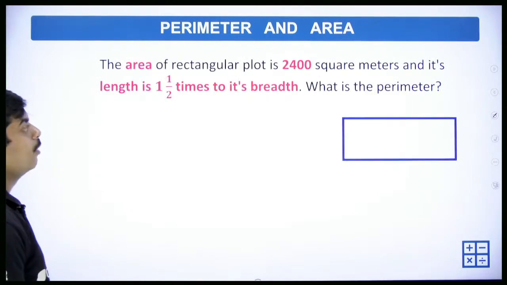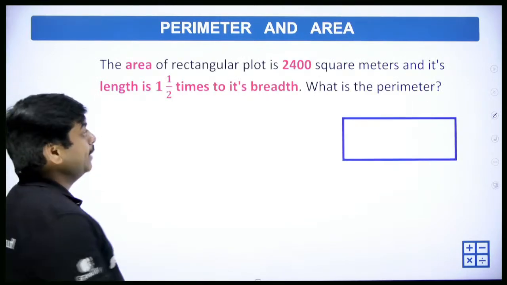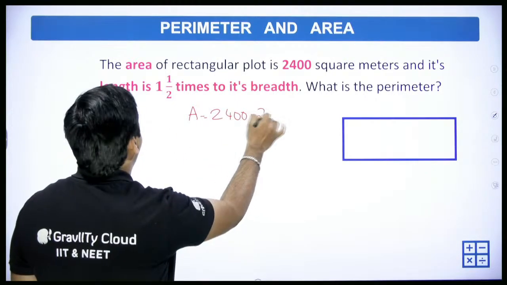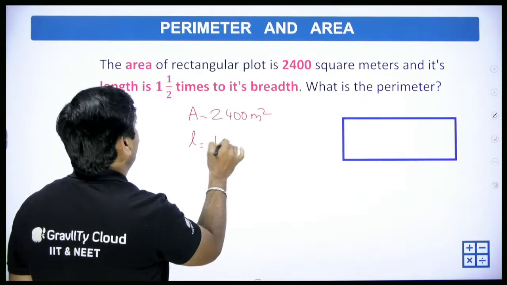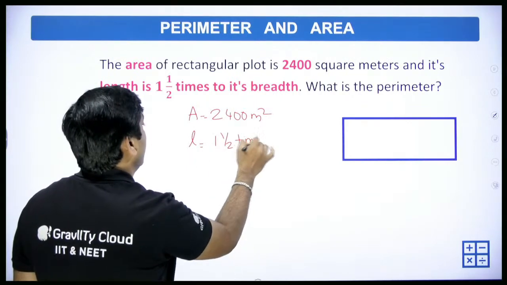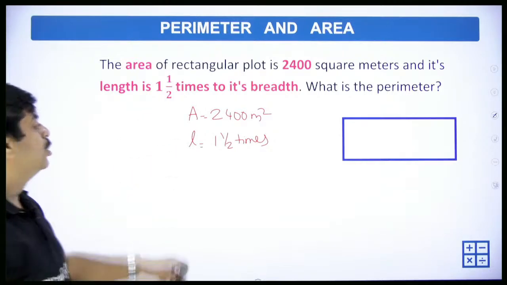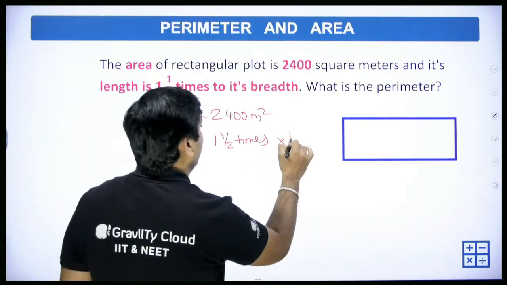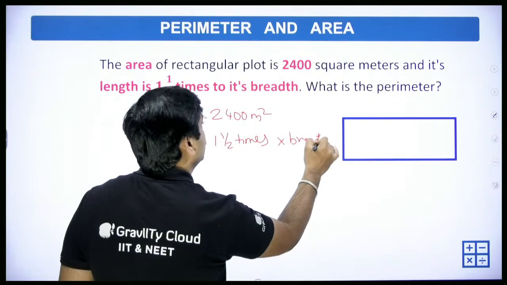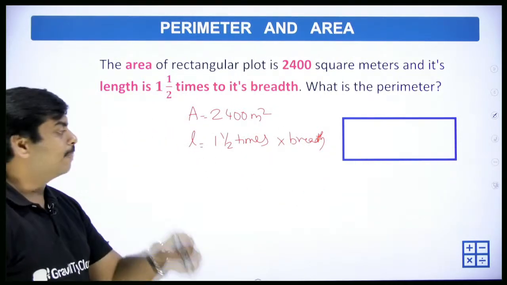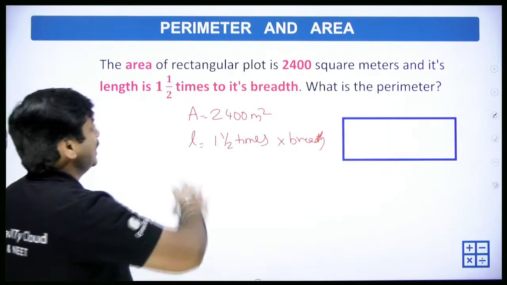The area of a rectangular plot is 2400 square meters, and its length is given as 1.5 times its breadth. So what is the perimeter? A very simple question. I'm not going to do this now. Okay. Once again, let's try to discuss.